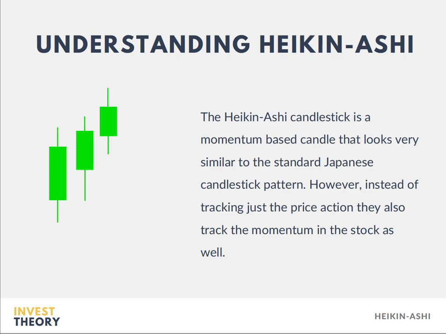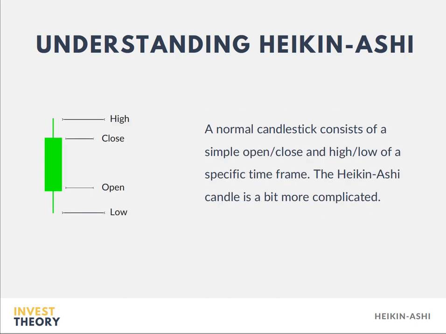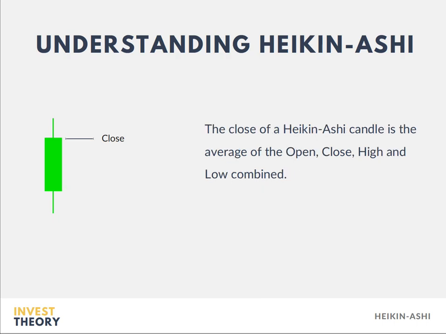So the Heikin Ashi candlestick, as I've explained in a previous video, is a momentum-based candle, and it looks extremely similar to the standard Japanese candlestick pattern. However, instead of just tracking the price action, it also tracks the momentum in the stock as well. Now, a normal candlestick consists of a high, close, open, and low. The Heikin Ashi candle is a little bit more complicated. So let's break that down.